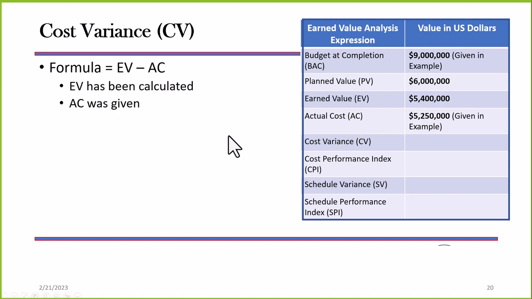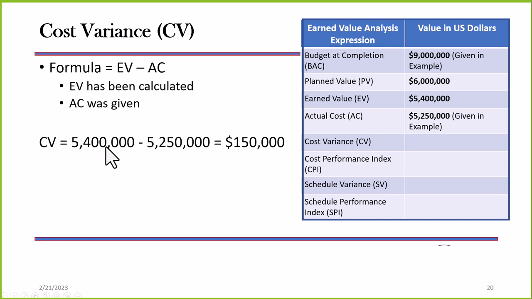So now we have a variance. The cost variance formula is earned value minus AC. So the EV has been calculated, and the AC was given. The CV is $5.4 million minus the $5.25 million. We have an earned value of 5.4 and an actual cost of 5.25. So the difference is $150,000.